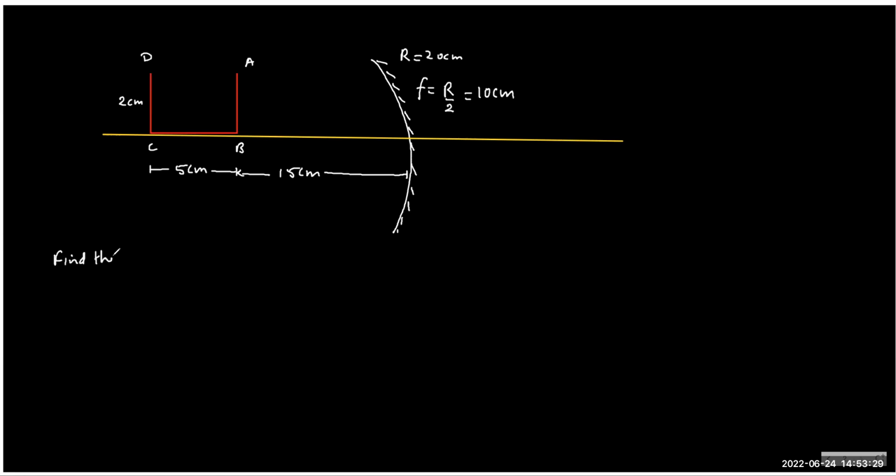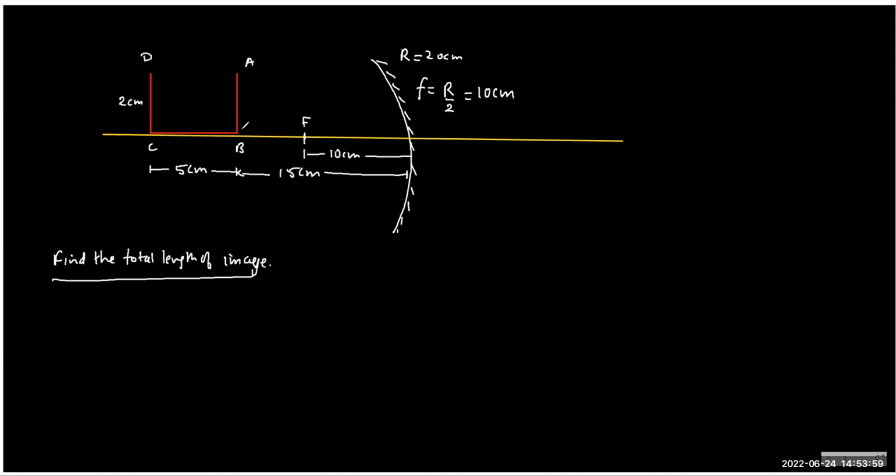And the question is, find the total length of image. Like how much AB will become, how much BC will become, and how much CD will become. Okay, and everything is given to you. So of course the focal length will be somewhere here. The focus will be here, like 10 centimeter away.